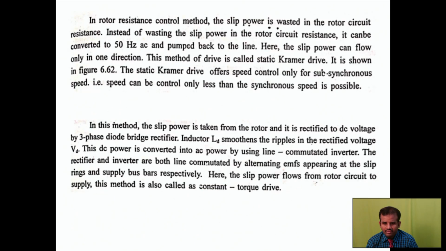So the rectifier and inverter are both line commutated by alternating EMFs which appear at the slip rings and supply bus bars respectively. Here the slip power flows from the rotor circuit to the supply. So this method is also called a constant torque drive.